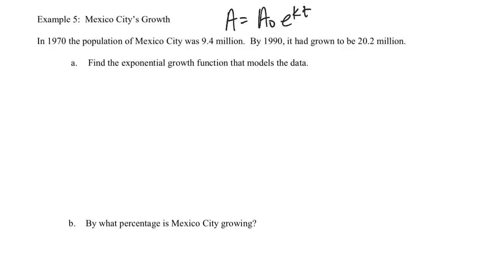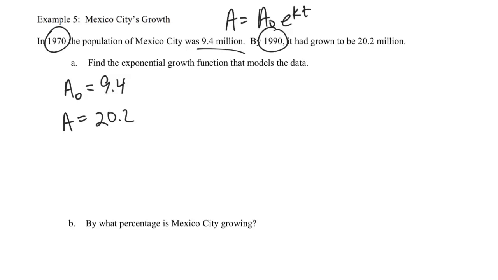It says that in 1970, the population of Mexico City was 9.4 million. That sounds like an initial population, so I'm going to call that my A sub 0, and I'm just going to put 9.4. Remember that everything is going to be in terms of millions of people. By 1990, it had grown to 20.2 million, so that's pretty fast growth. The final amount is going to be 20.2.